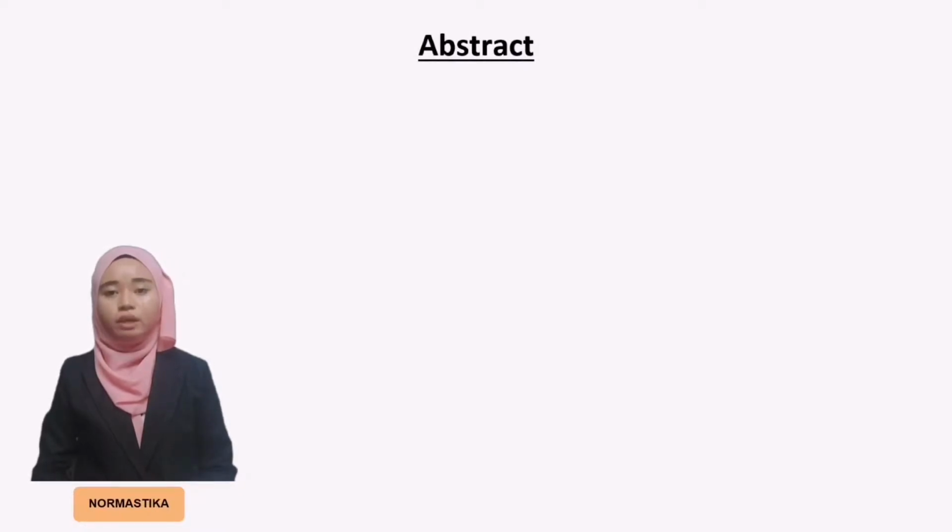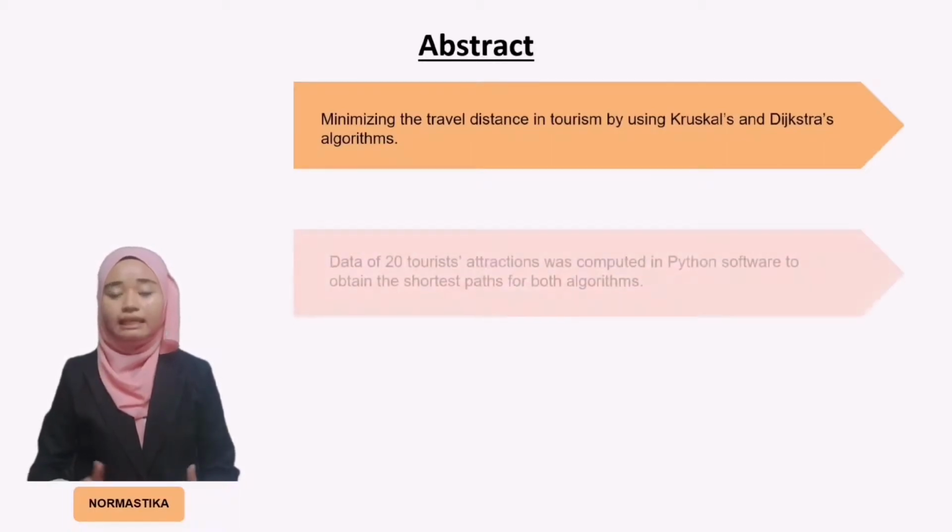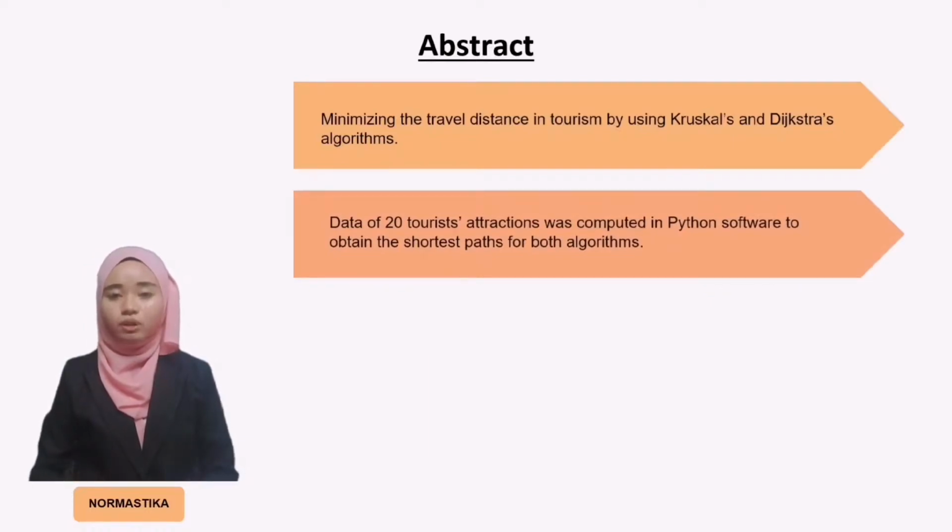Abstract. In tourism, route planning is important to compute the most cost-effective route involving several locations by minimizing the travel distance. In this study, two shortest path algorithms, Kruskal and Dijkstra algorithm, were implemented for the purpose of finding and minimizing the shortest path among the selected places of interest. Data of 20 selected tourist attractions was computed in Python software to obtain the result of the suggested shortest path for both of the algorithms.